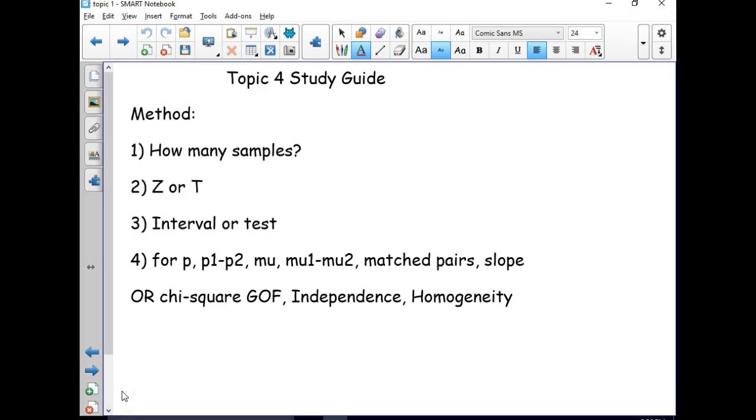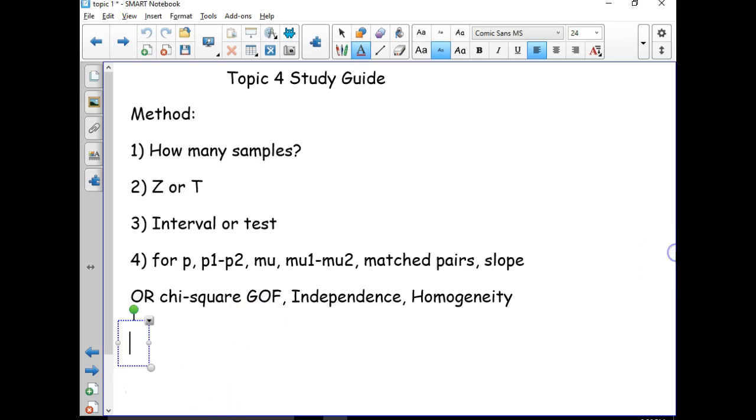All right, so topic 4 for inference on the AP exam. The biggest thing is just deciding the method a lot of times. To decide the method, I go through in my class these 4 questions. For example, I ask, how many samples are there? Is there 1 sample or 2 sample? When you're writing your method, you always start out that way.